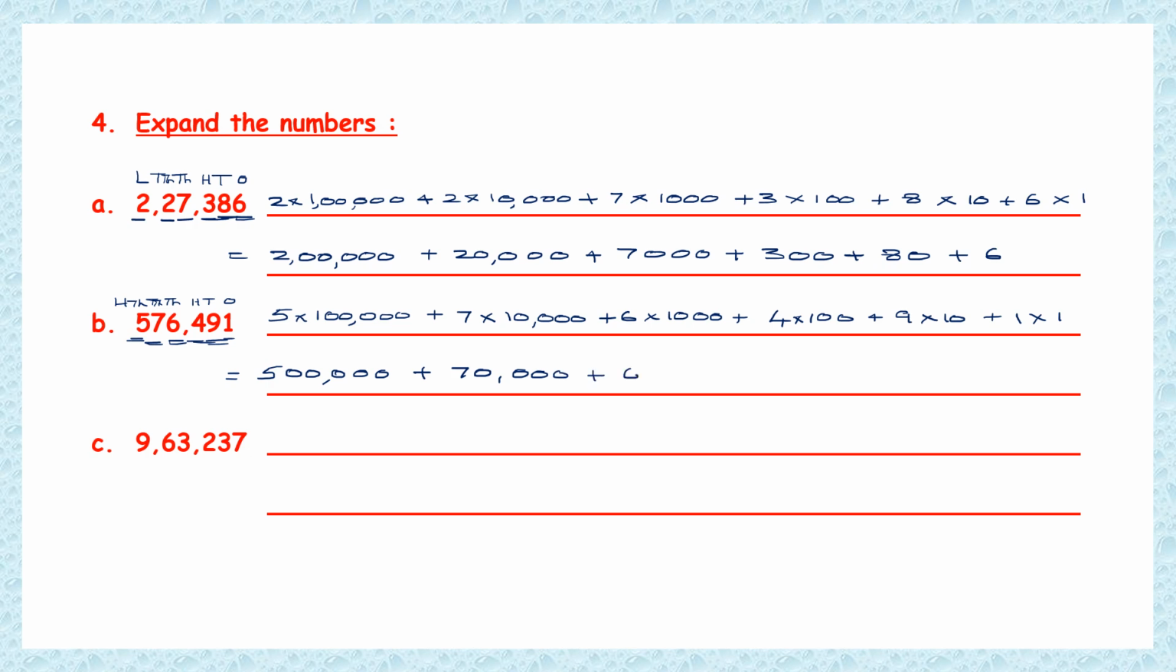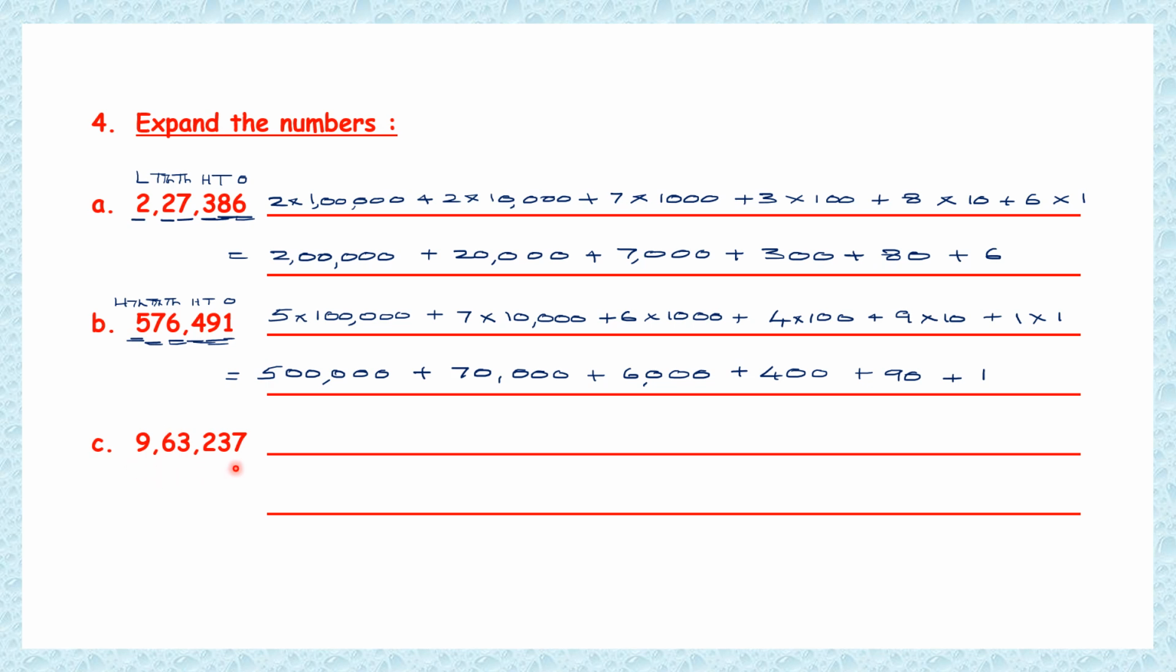6 into 1000 is 6,000. Plus we have 4 into 100, which is 400. 9 into 10 is 90. 1 into 1 is 1. So we have finished expanding the second number also. Let's take the next number.